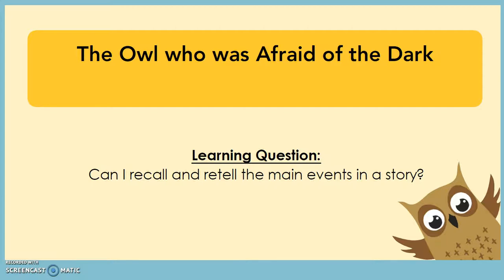In this session, we're going to be recalling and retelling the main events of the story we've been looking at, The Owl Who Was Afraid of the Dark. And we're going to finish this section of our learning by creating a summary of this story. So retelling those main events in our own words, nice and concisely, to share with an audience.